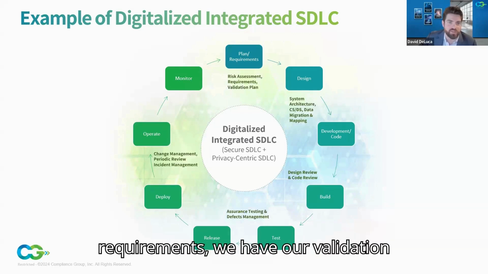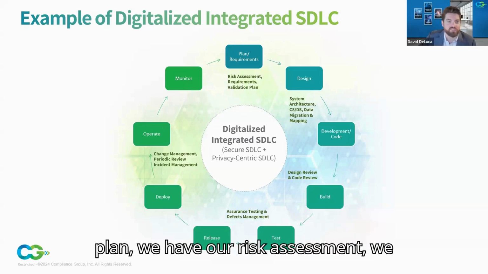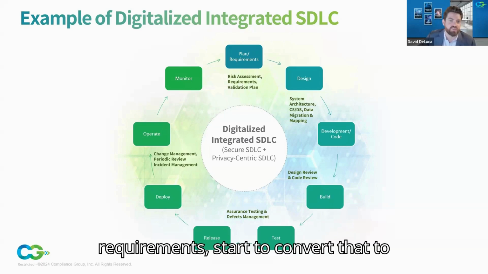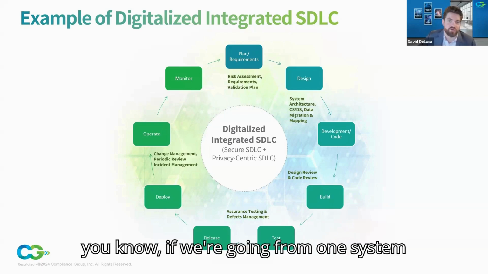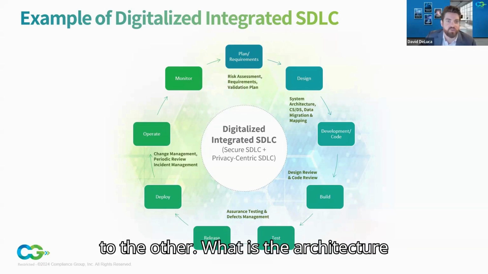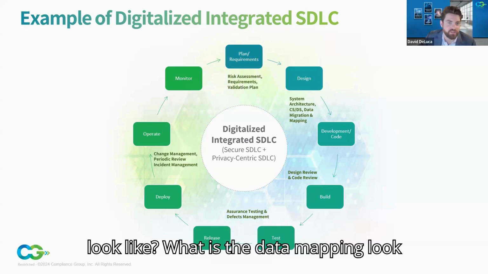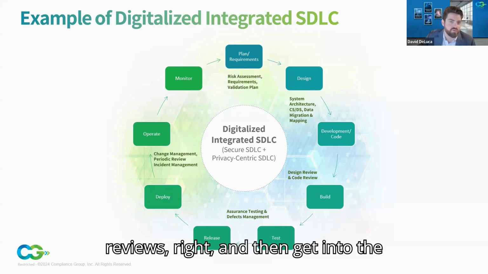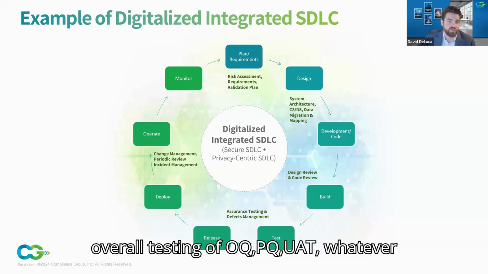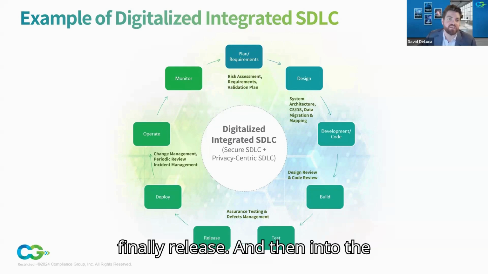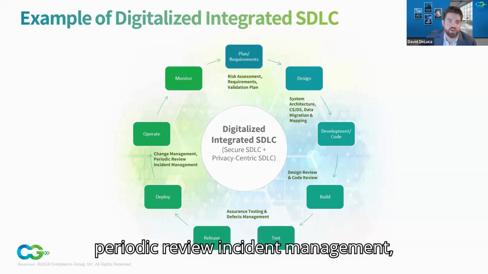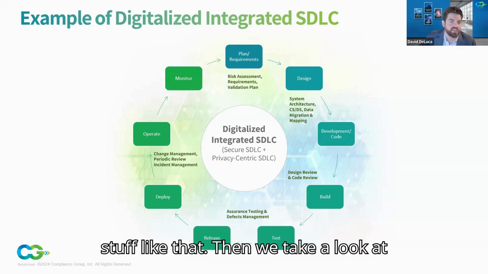And from planning and requirements, we have our validation plan, we have our risk assessment, we start to draft user requirements, system requirements, start to convert that to the design, right? Start thinking about, if we're going from one system to the other, what does the architecture look like? What does the data mapping look like? Then we get into maybe our build, our configuration and design and code reviews, right? And then get into the overall testing of OQ, PQ, UAT, whatever you want to call it, right? And then finally release, and then into the operational phase where we're thinking about things like change management, periodic review, incident management, stuff like that.